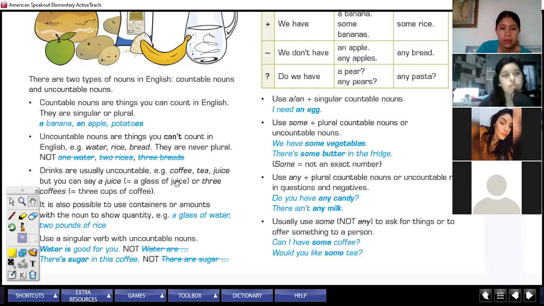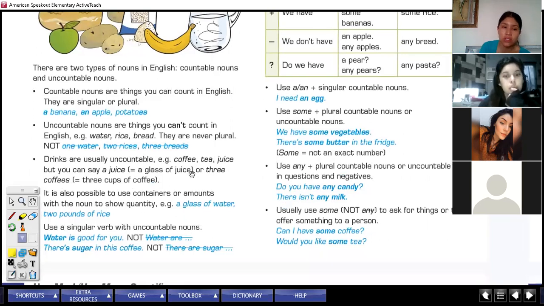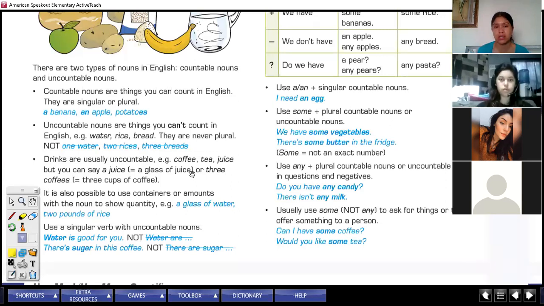Drinks are usually uncountable. For example, coffee, tea, juice. But you can say a juice, you can say a tea, or you can say a coffee. Incluso, you can also say coffees. But the thing is que no te estás refiriendo al líquido en sí, te estás refiriendo a las tazas, right? For example, 3 cups of coffee. If I say I want 3 coffees, no me estoy refiriendo al líquido, estoy hablando de las tazas, right? O de los vasitos. If I say I want a juice, pues digo yo que estoy hablando de un vaso de jugo, right? So these are just expressions that I can use, but I know that these are uncountable because I'm not referring to the liquid. I'm referring to the units of measurement you're using, right?